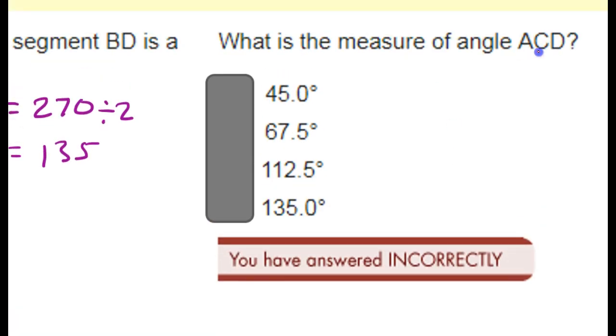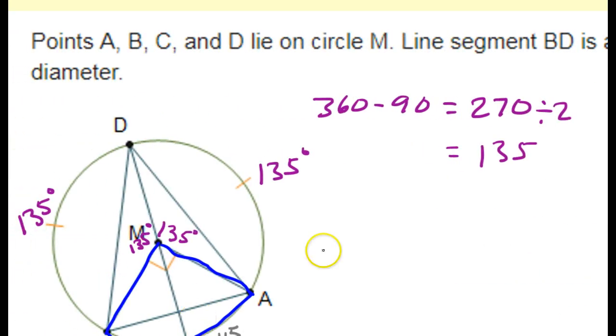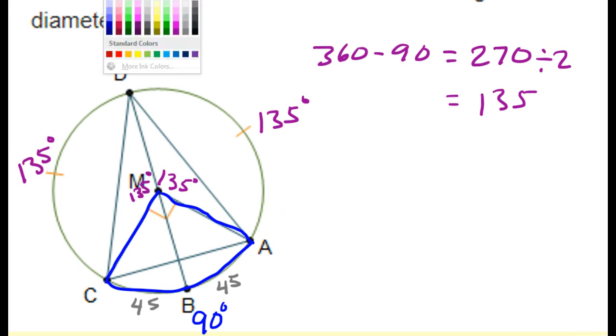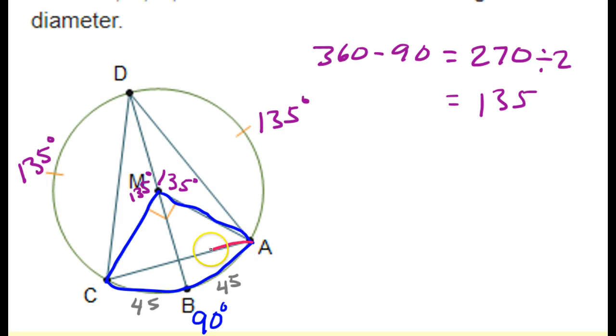What is the measure of angle ACD? Okay, what are they talking about? Angle ACD. Whoa, I cannot draw today. Let me try that again. Okay, we need to find the measure of this angle. To do this, we're going to have to use our knowledge of isosceles triangles.